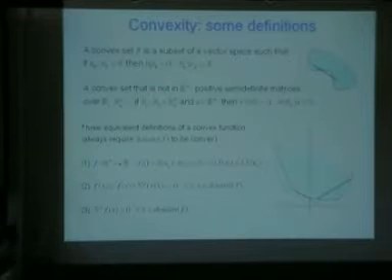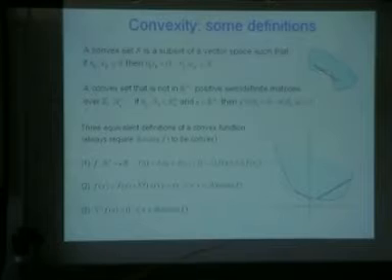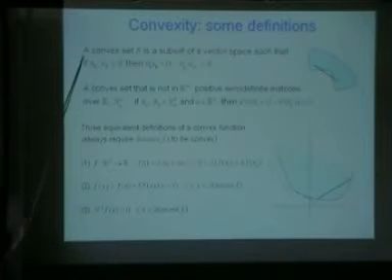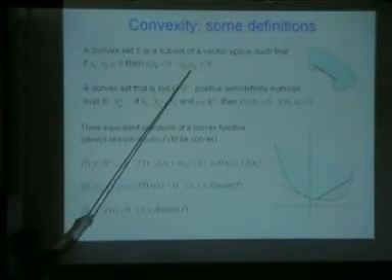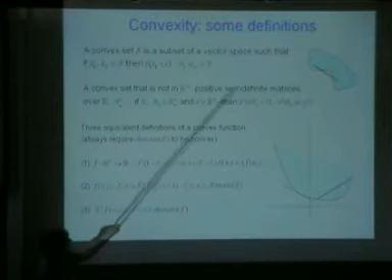Okay, let's quickly go to convexity. So we've already done this, but this is just a recap. The convex set is a subset of vector space, such as the 2 points here, and so there's everything between them. So this is not a convex set.